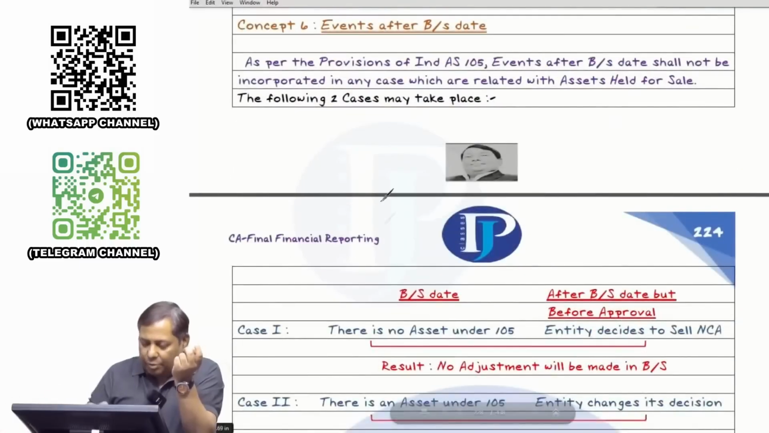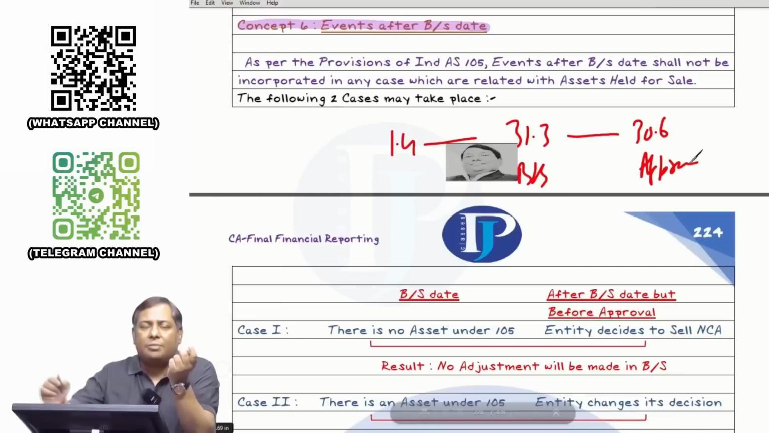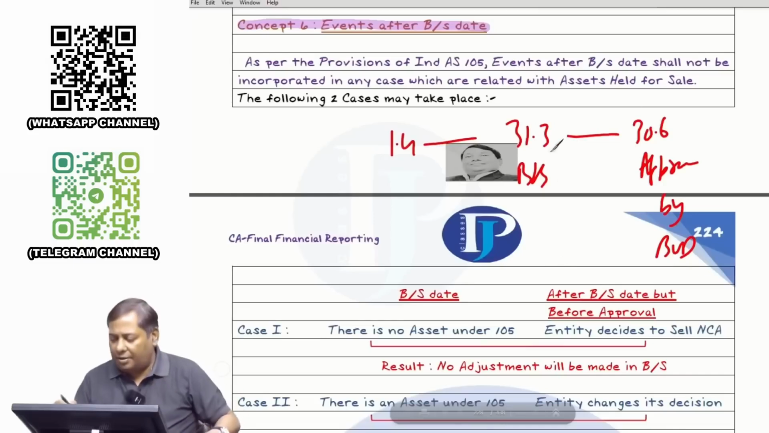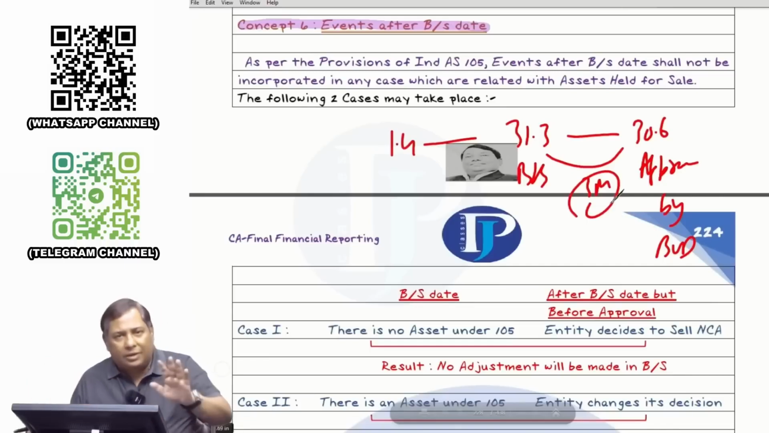I told you concept number 6 of events after balance sheet date. From the 1st of April till the 31st of March, then 30th of June. This is the balance sheet date and the approval date. Approval of financial statements by the Board of Directors, everyone has read IND AS 10. This 3-month period after the balance sheet but before approval is the adjustment period. Do you agree to this?